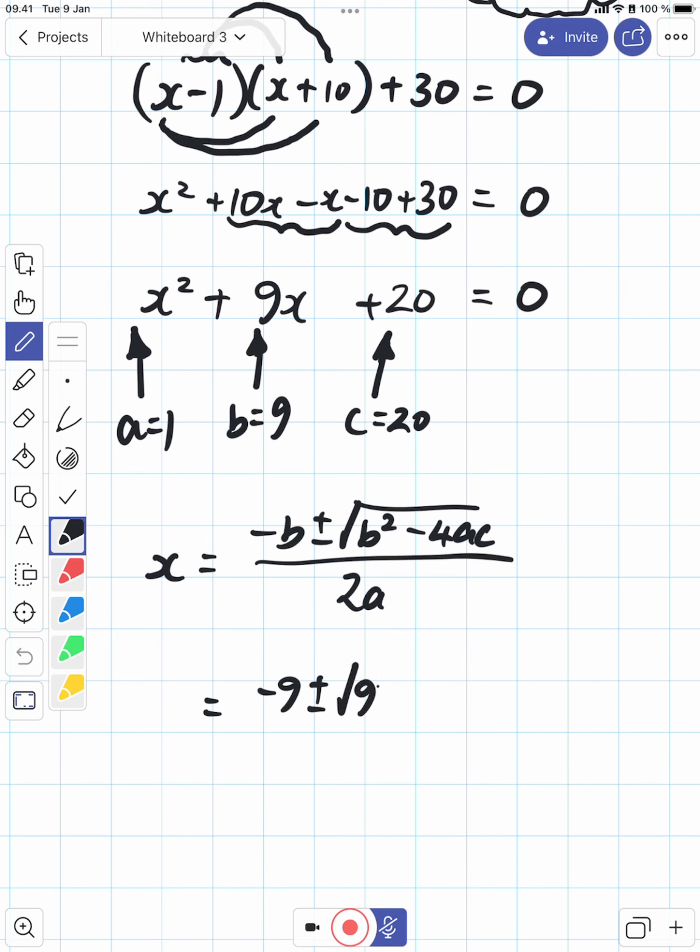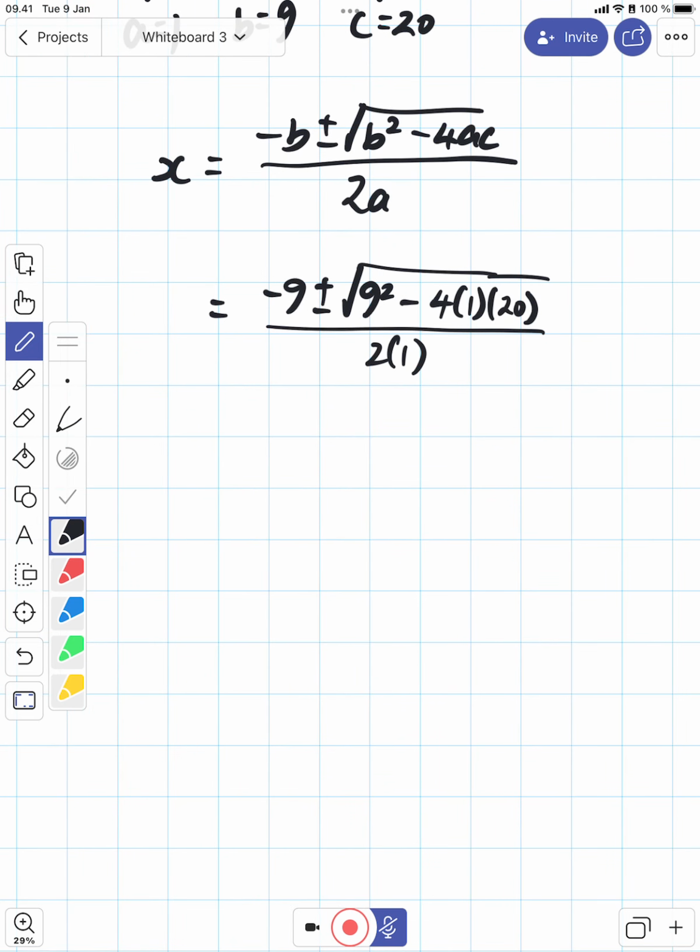So sticking the a, b and c into that, I've got minus 9 plus or minus the square root of 9 squared minus 4ac. So that's 4 times 1 times 20. And that's all divided by 2 times 1, 2a, 2 times 1. So let's tidy that up a bit. So that's equal to minus 9 plus or minus the square root of 81 minus 4 times 1 times 20 is 80. All divided by 2 times 1 is 2.